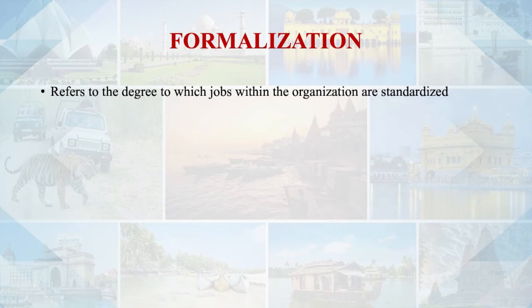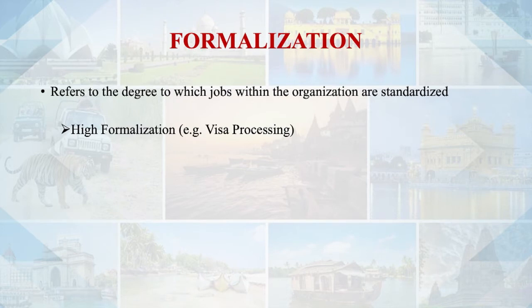The second component is formalization. Now, as I said, formalization basically refers to the degree to which the jobs within the organization are standardized. If the jobs are standardized, there has to be a clear-cut procedure, formalities and procedures established for any particular job role. The first possibility is a high level of formalization, when the job incumbent has a minimum amount of discretion over what is to be done, when it is to be done, and how he or she should do it.